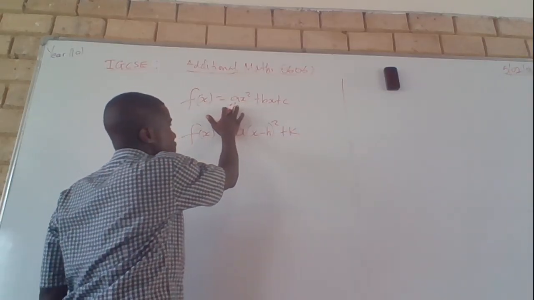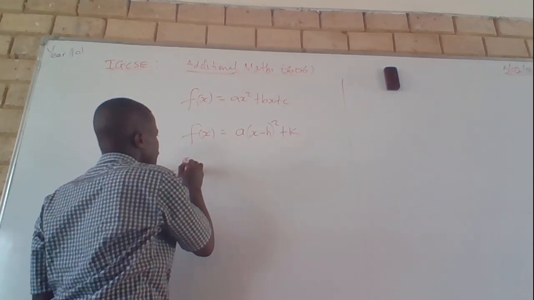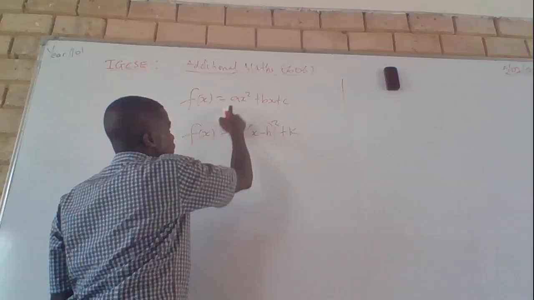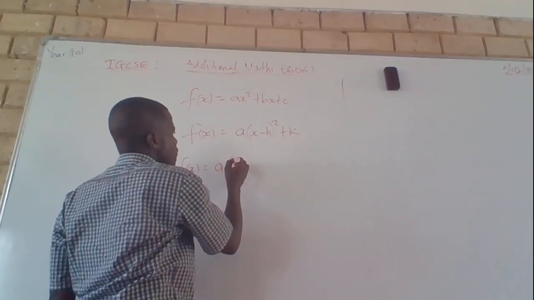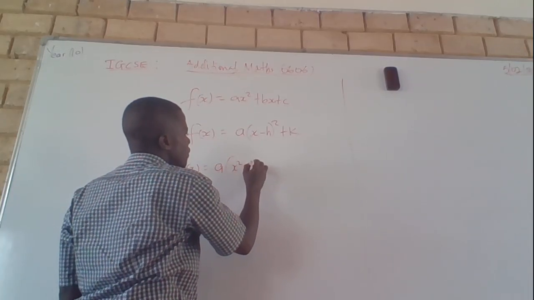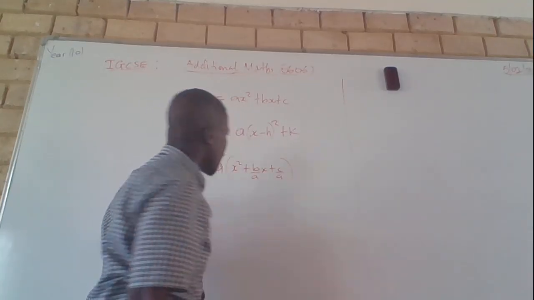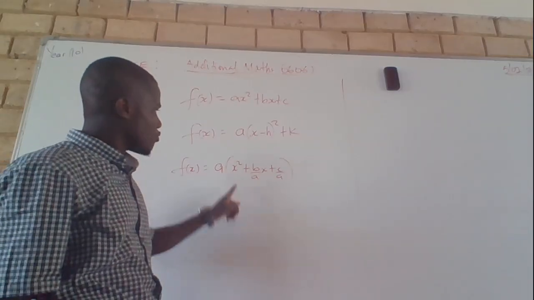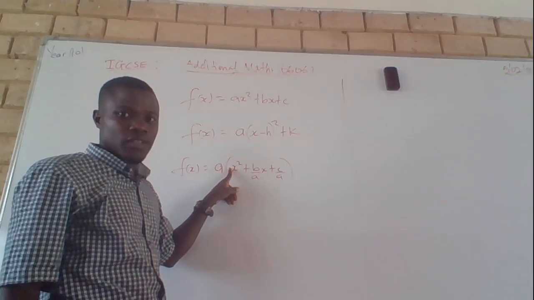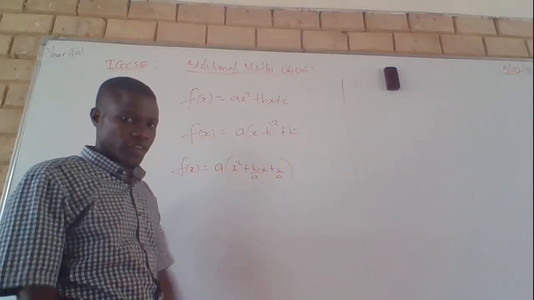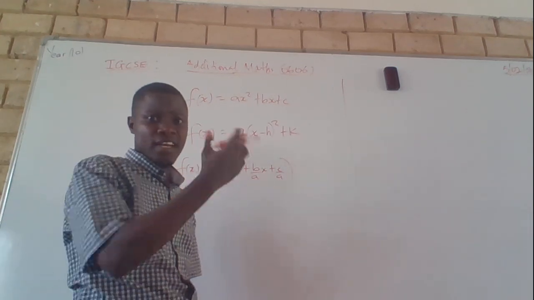So first, what do we do? We factorize a here. Now, f of x is, we factorize a. When you factorize a, you have a like this. Now, what remains is x squared plus b over a x plus c over a, okay? After factorizing a, you have to make sure that the coefficient of x here is 1, okay? Now from this one, you take the coefficient of x and square it and add it.